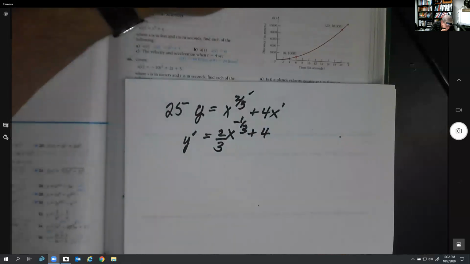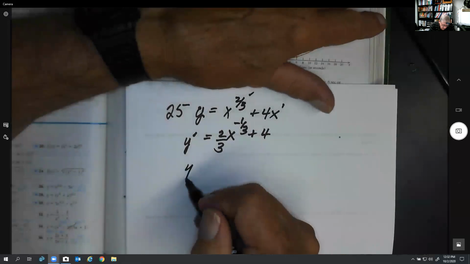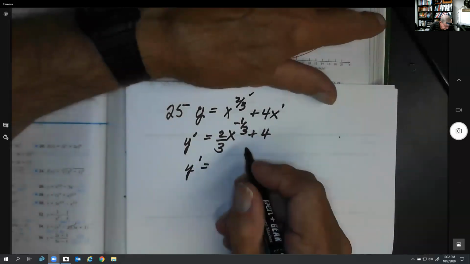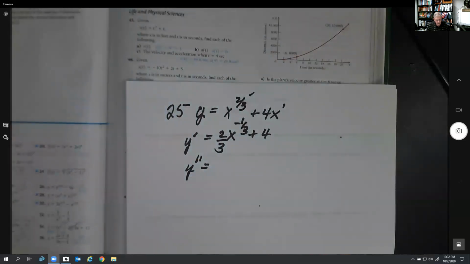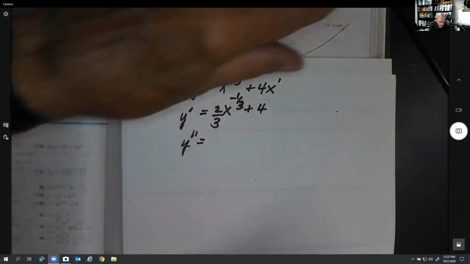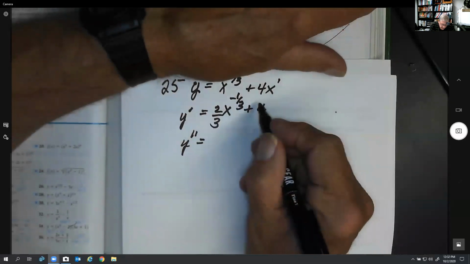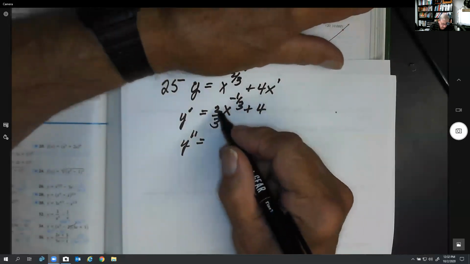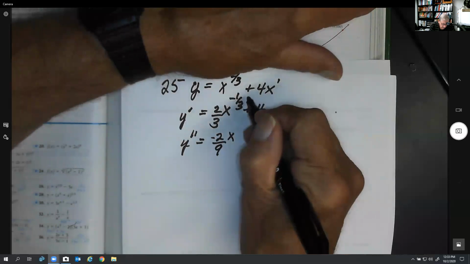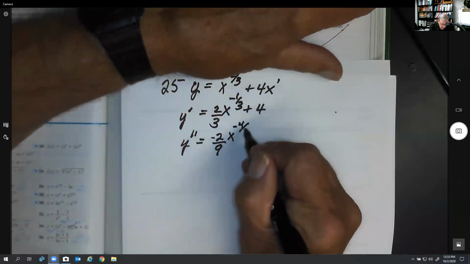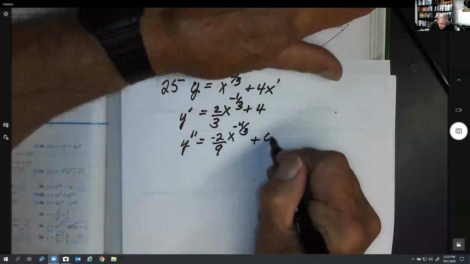Let's see what they did. Well, let's write it this way. Oh, they wanted the second derivative. Oh, I was going to say, that doesn't look like the second derivative. Okay, they wanted the second derivative. I'm sorry. So we want to multiply. See, I don't want to simplify that yet. So negative 1/3 times 2 is negative 2/9, x to the negative 4/3. And this would be 0.